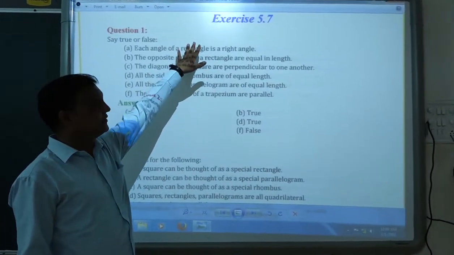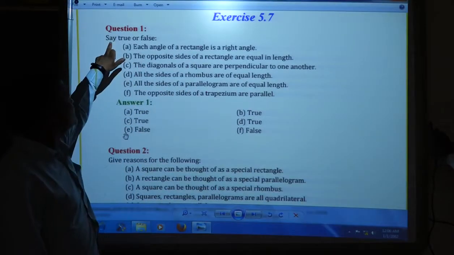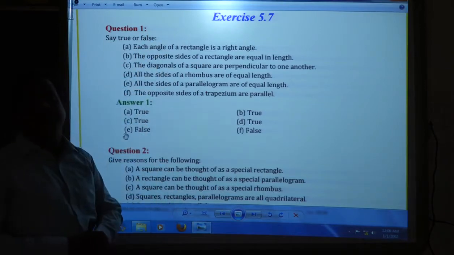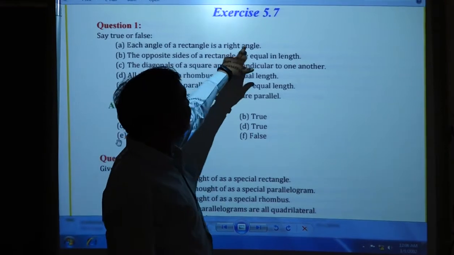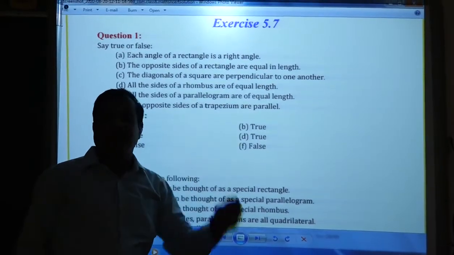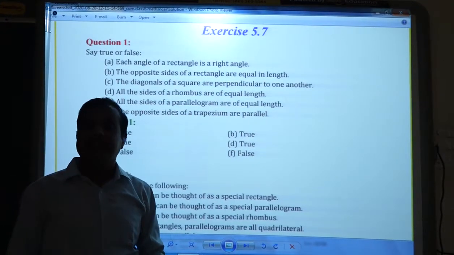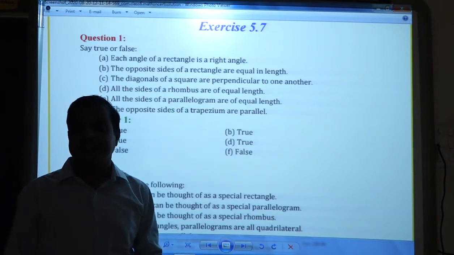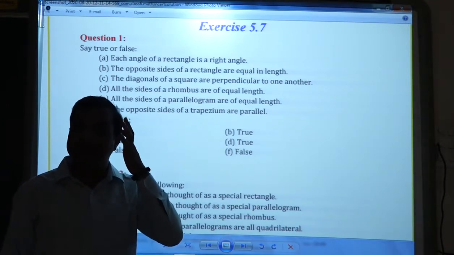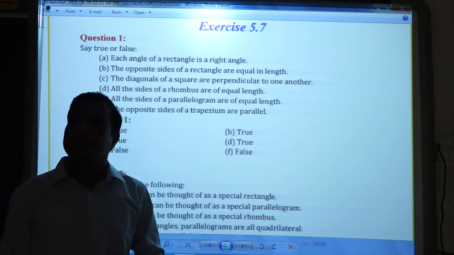Exercise number 5.7. The first question, say true or false: each angle of a rectangle is a right angle. In the previous class we saw triangles. A triangle has three sides and three angles, and different types: scalene triangle, isosceles triangle and equilateral triangle. Also we saw right angle triangle, acute angle triangle and obtuse angle triangle.